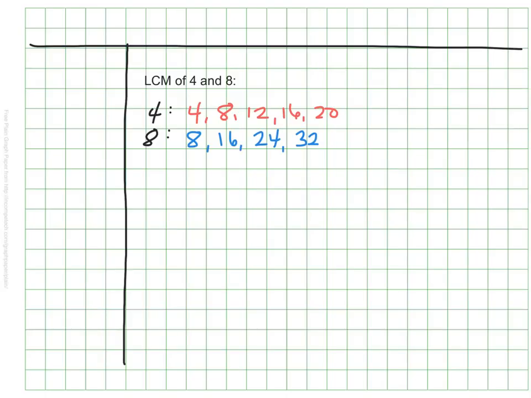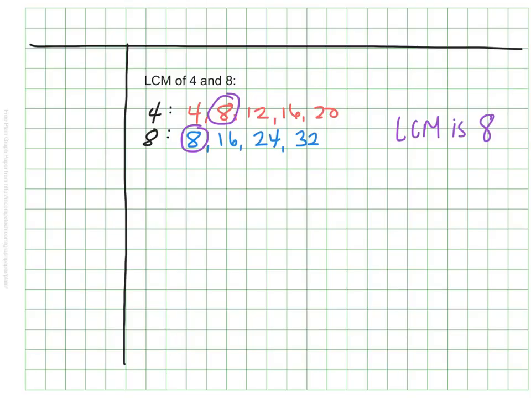Let's try the first situation. In this situation, I want to find the lowest common multiple of 4 and 8. To do this, I'm going to list some multiples of both 4 and 8, and then I'll compare them. In my list, I can see that they share a couple multiples, but the smallest number, the lowest number on their list that they share is 8. So the lowest common multiple of 4 and 8 is 8.